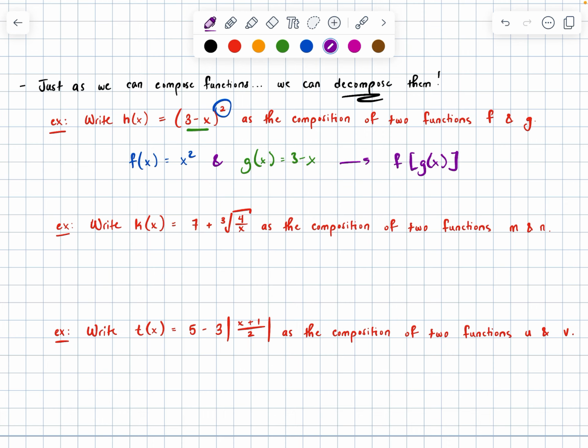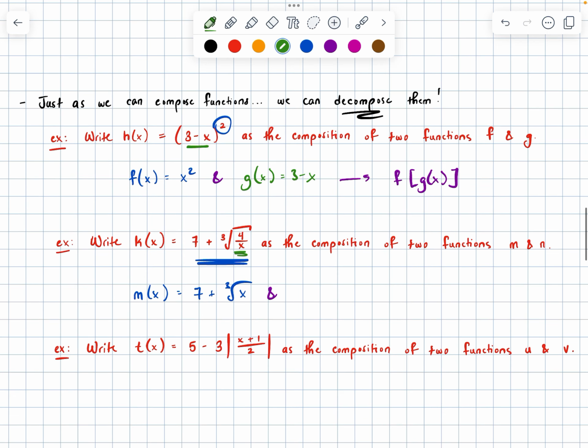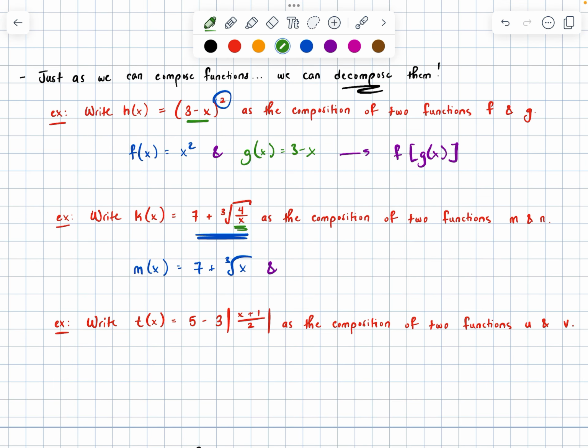k of x is 7 plus the cube root of 4 over x. So inside of that cube root, notice I have a 4 over x. And then outside, I have that 7 plus cube root. So I could take my outer function, maybe I'll call that m of x. My outer function here would be 7 plus the cube root of something. So my input here would be x. And the thing that I inputted into that function was my 4 over x.